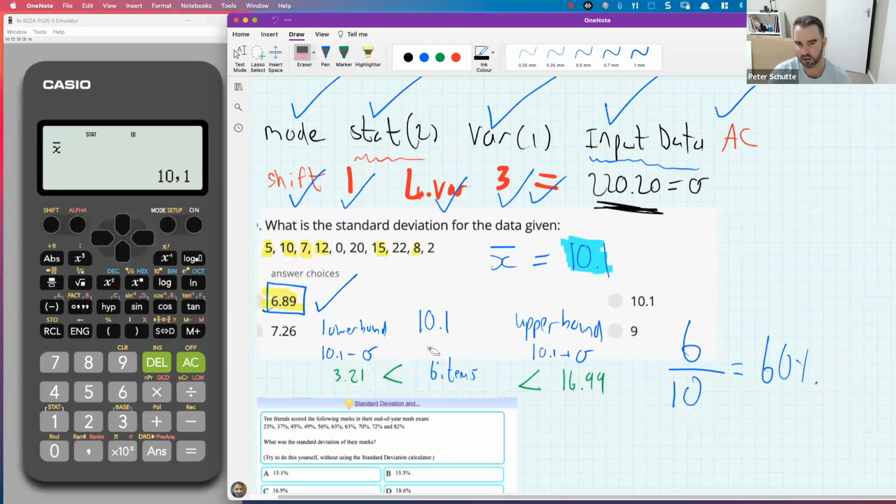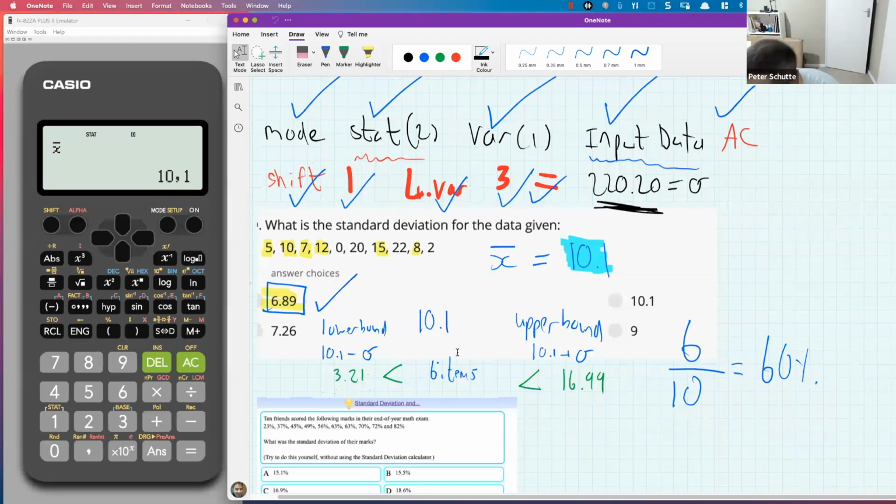And that's the ones that are yellow. There's 6 of them. And if we express that as a percentage, 6 out of 10 items are within that range. So we say 60% are within one standard deviation of the mean.